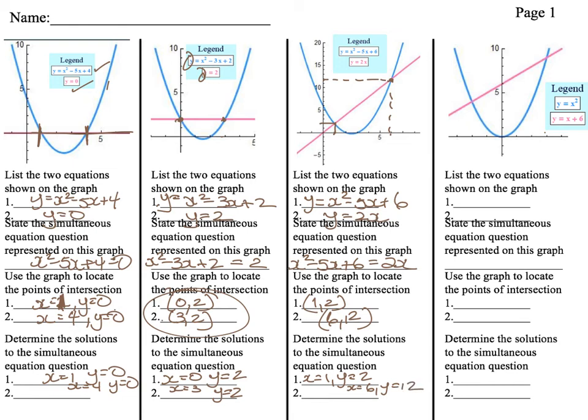And the last one here, the two equations are y equals x squared, and y equals x plus 6, which gives us that x squared equals x plus 6. So they will meet where x squared is equal to x plus 6. And the points of intersection are (-2, 4) and (3, 9). So therefore the answer is x equals -2, y equals 4, and x equals 3, y equals 9.